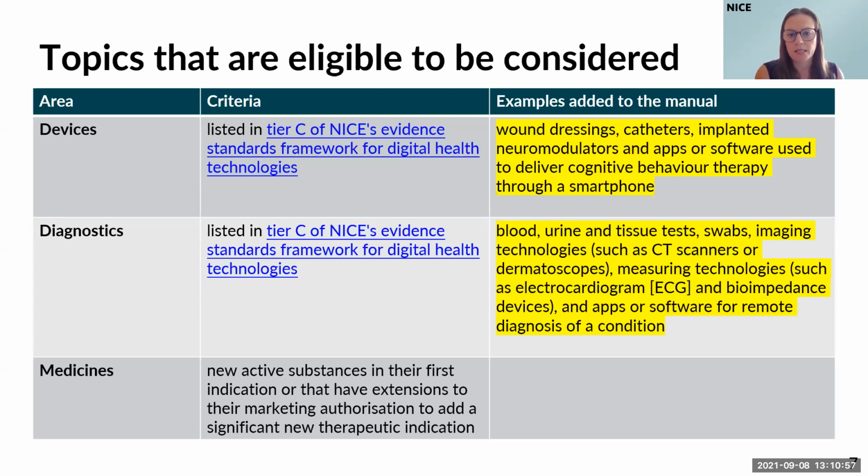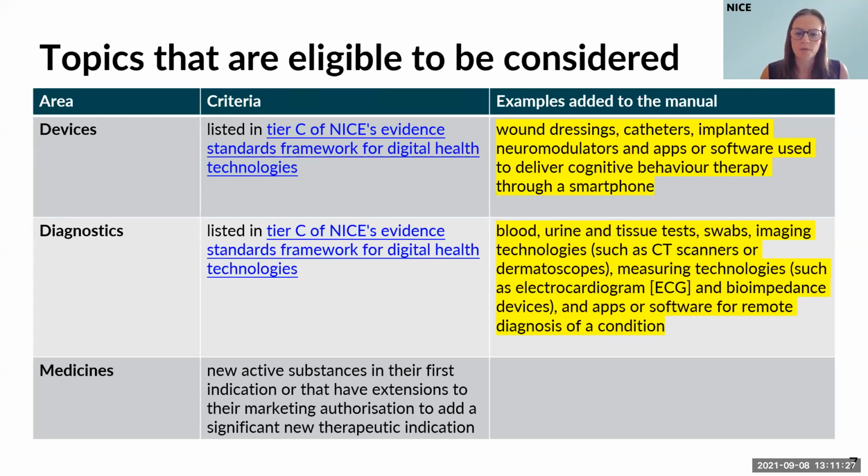So we've said that this includes wound dressings, catheters, implants, neuromodulators, and apps or software used to deliver cognitive behaviour therapy through a smartphone. And then for diagnostics, you can see that there's quite a long list there as well. Now, I'm not going to go through those, mostly because I think I'll trip myself up with the explanation of some of those later on, but you can see them for yourself there on the screen. And now you'll see that for medicines, there are no examples.